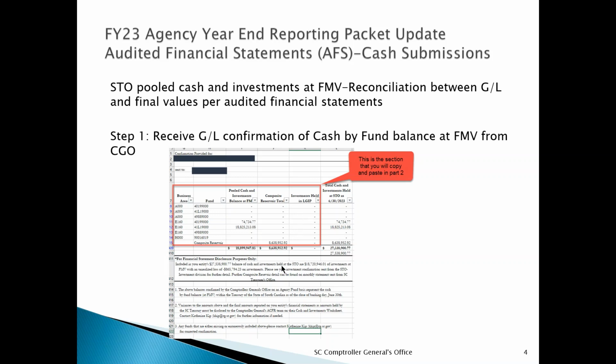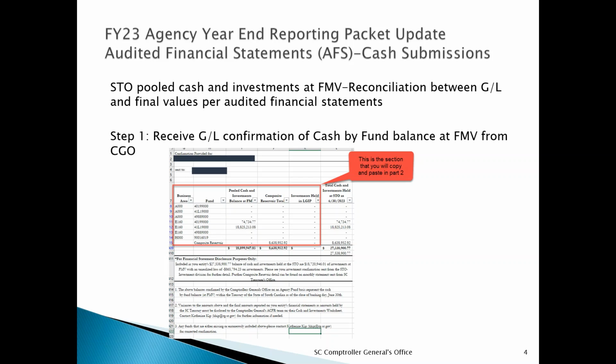So this is an example of a confirmation, and on this confirmation you can see right here we've broken out your business area and your fund, and here is your cash that we have. Now you're going to have a question about this. This is the pooled cash and investments balance at fair market value. So this includes the amount of cash that is in a bank on your behalf, plus the investment value at fair market value that is held at an investment institution. So previously, your entity would have gotten two confirmations to come up with this number.